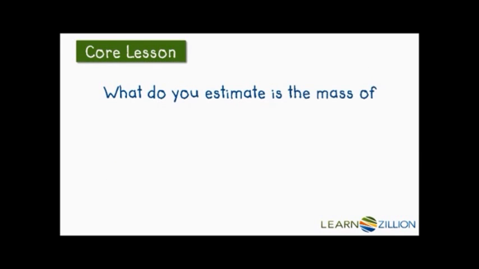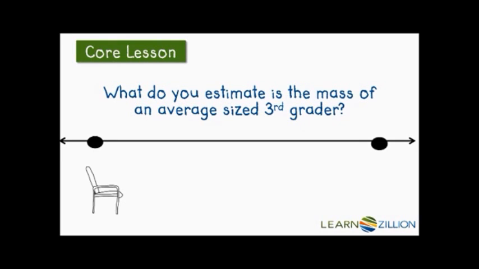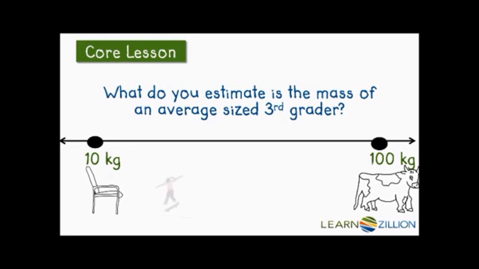But what about our average sized third grader? What benchmarks can we use to estimate that mass? We know that a chair has a mass of about 10 kilograms, and a baby cow has a mass of about 100 kilograms. And I think the mass of an average-sized third grader is definitely going to be much closer to the mass of a chair, somewhere around here. But it's more than the mass of a chair. So I'm going to estimate that it might be about 25 kilograms, the mass of an average-sized third grader.